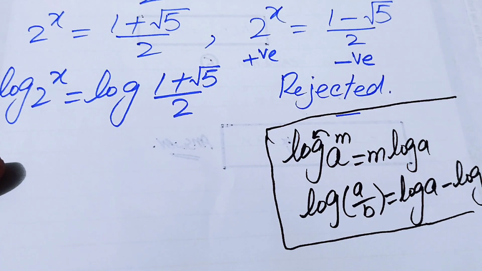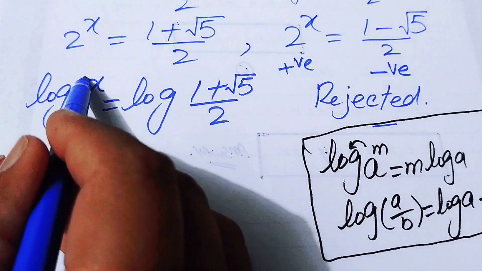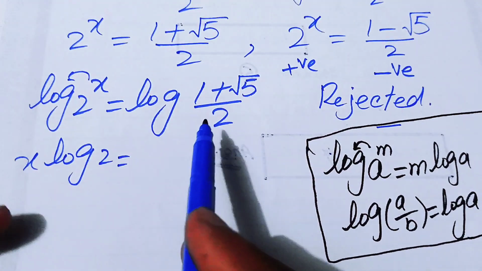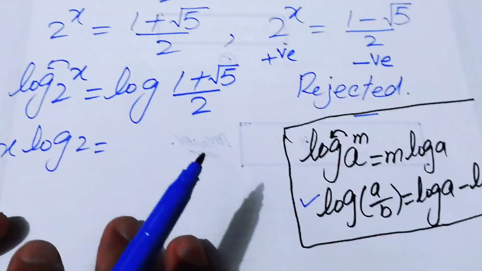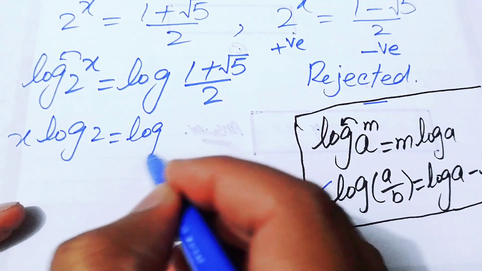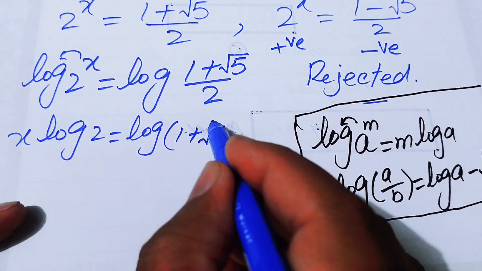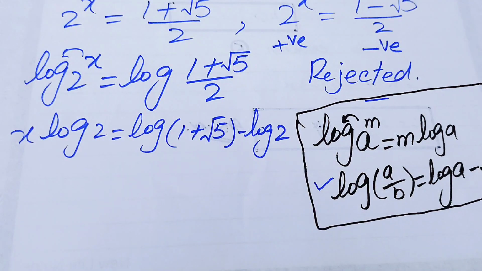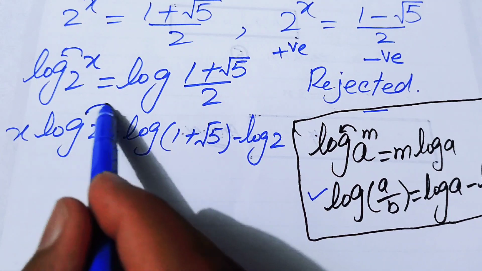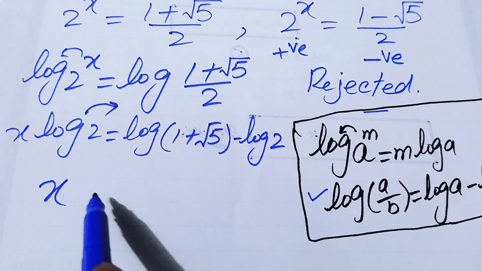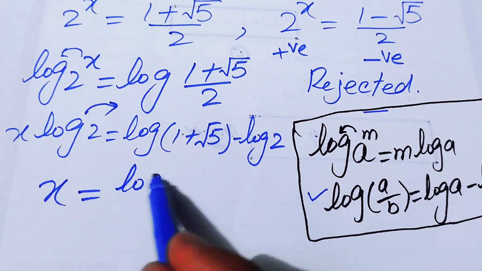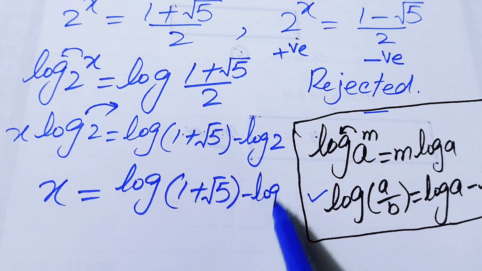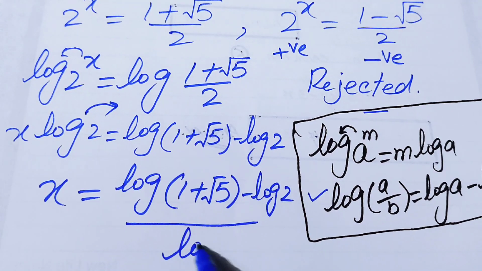So first I can apply the first property in the left hand side, so this exponent will come in front of this log and we write x times log 2 is equal to, here we apply the second property, and we get here log of 1 plus square root 5 minus log of 2. So now finally we move this log 2 to the right hand side and we get our final answer, which is x is equal to log of 1 plus square root of 5 minus log 2, and the whole over log 2.